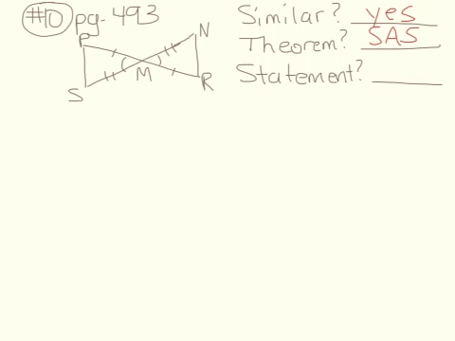And so for the similarity statement, I just want to put that down, that triangle SMP is similar to, now be careful here, since I started with S and went to M, I have to make sure that I start with the side that's got 2 marks on it on the other triangle. So I want to start with N. So triangle NMR. Those two triangles are similar to each other.